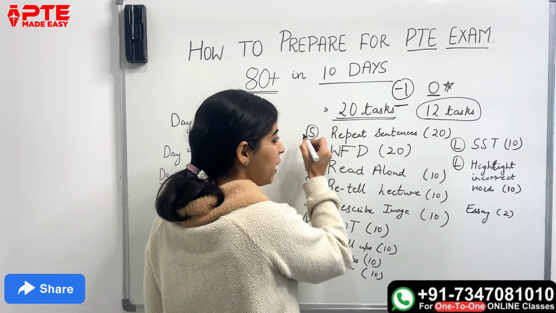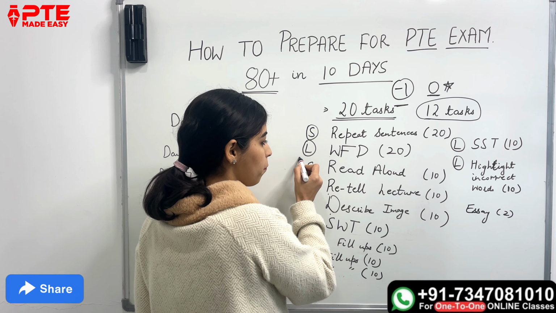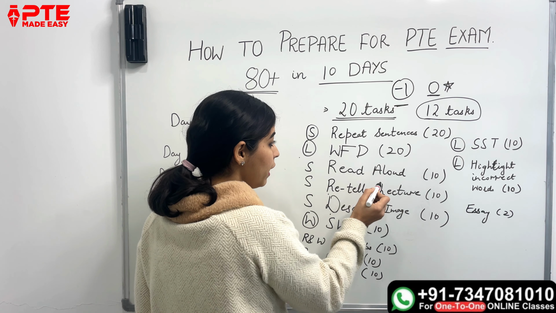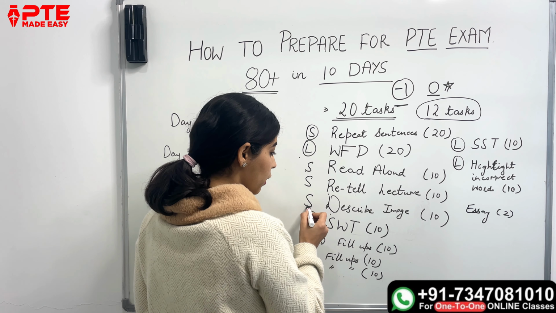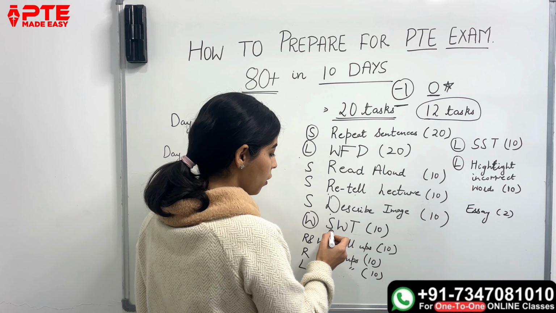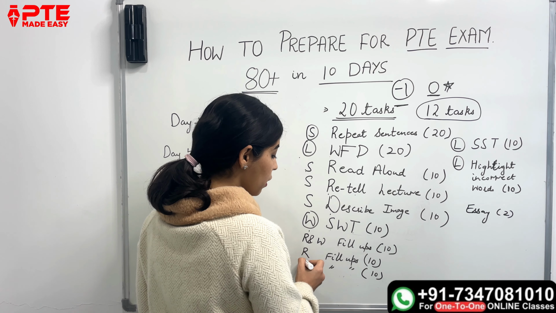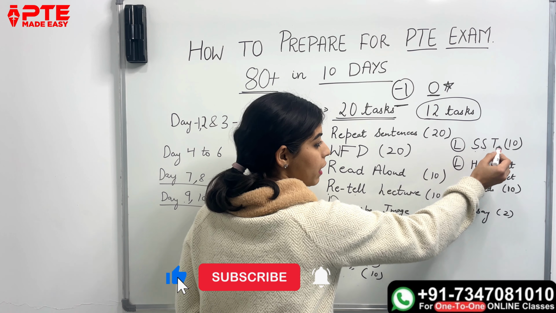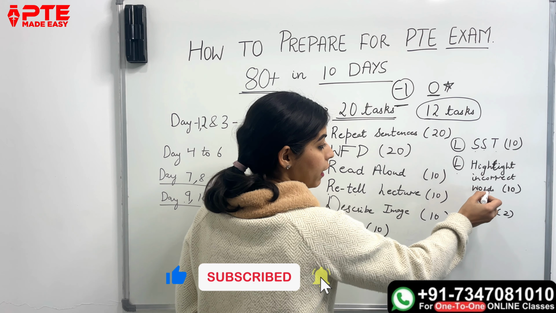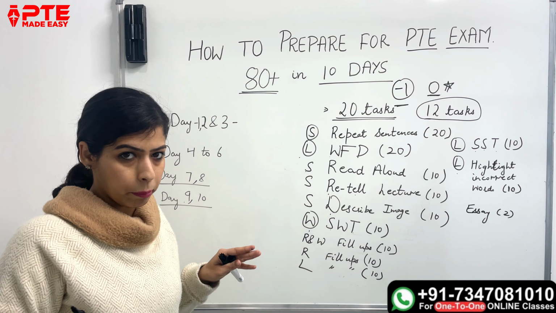So first of all, repeat sentences of PTE speaking, then write from dictation of PTE listening, then read aloud of PTE speaking, retell lecture, describe image, summarize written text of writing, reading and writing fill-ups, reading fill-ups, listening summarize spoken text, listening highlight incorrect words, and essay writing. Now these 12 tasks are quite important.